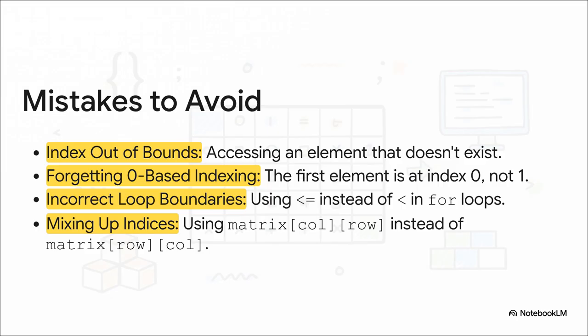That's an out-of-bounds error. And this is exactly why you have to double, even triple check your loop conditions. It should pretty much always be I less than rows, not I less than or equal to rows. These little off-by-1 errors are, I swear, the source of most array bugs.